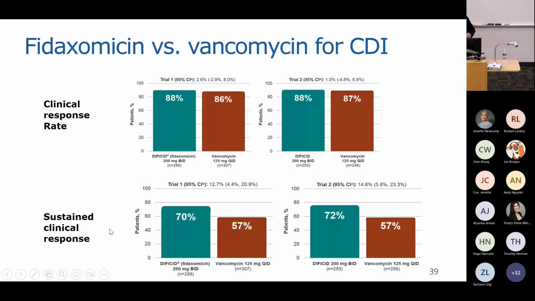But if you looked at sustained response, which means you were cured and didn't have a recurrence, it was half of that of vanco. The recurrence rate for vanco was 25%.